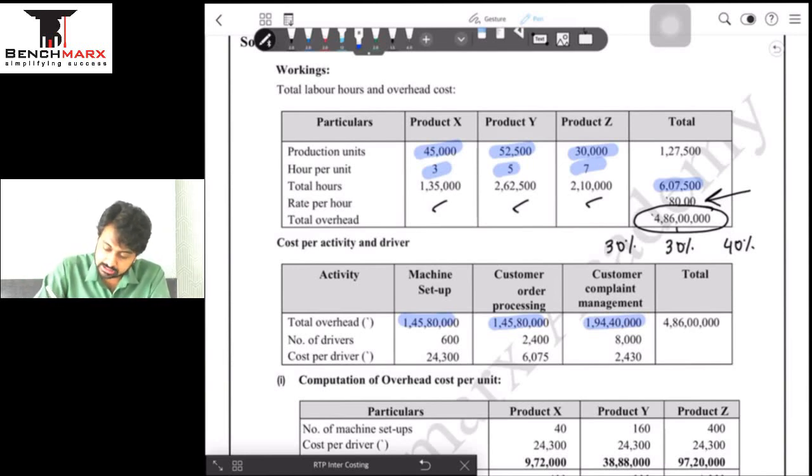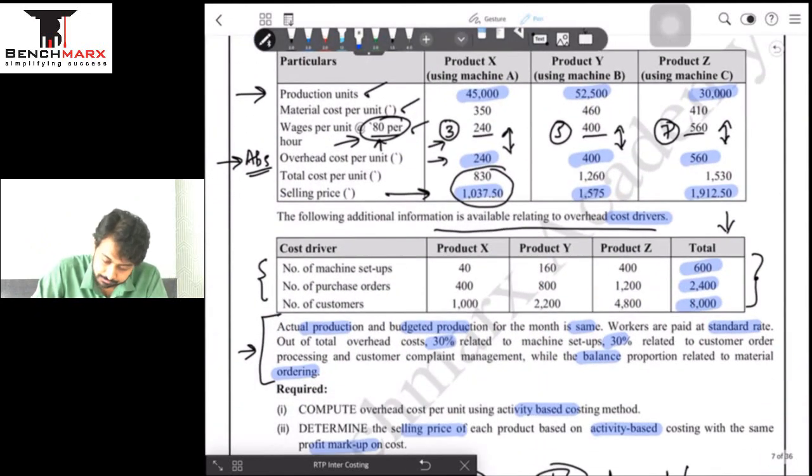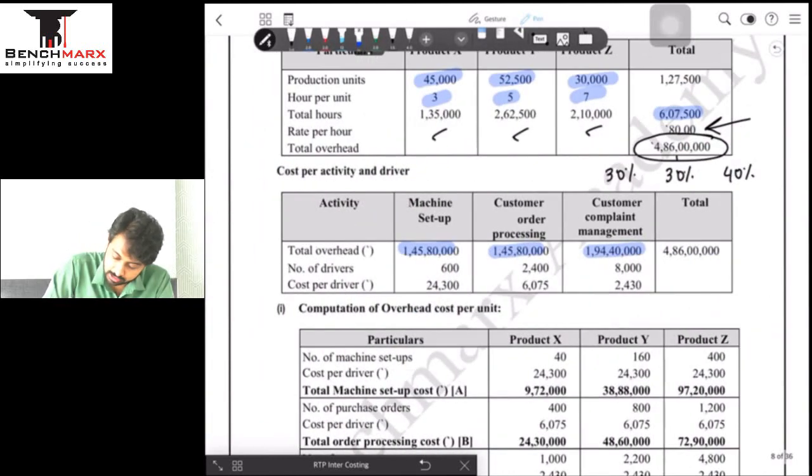This we have got the activity wise overheads. Now I will divide all these overheads with the cost drivers. Jo ye hai apna, ye column, total column. Okay. Total column jo ye hai 600, 2400 and 8000. So apne ko ye mil jayega 600, 2400 and 8000, and this is how I will get my cost per unit of the cost driver.